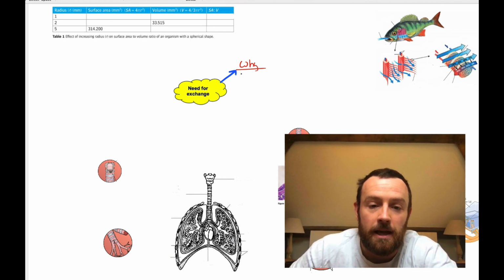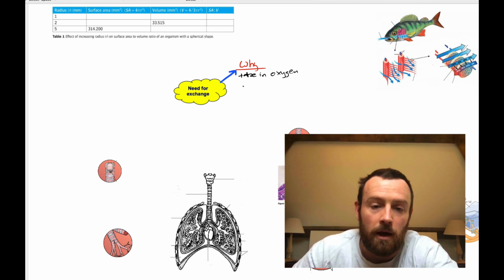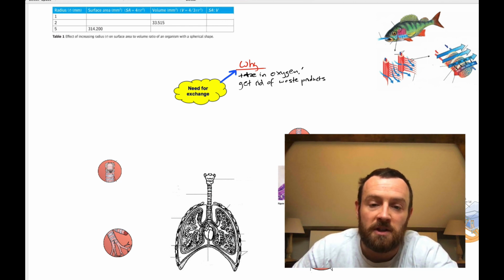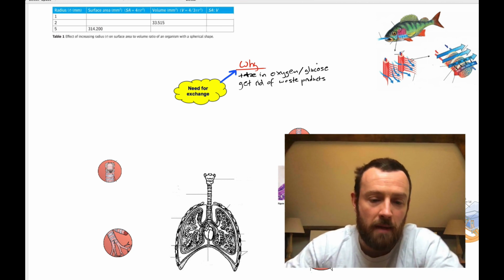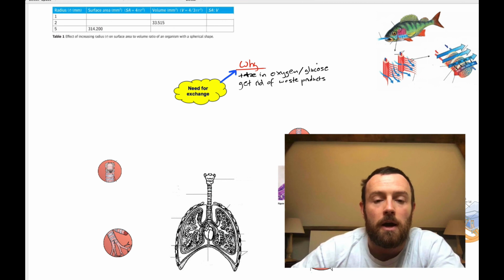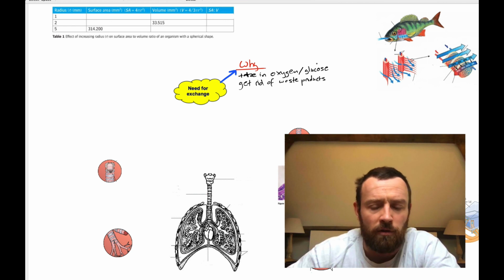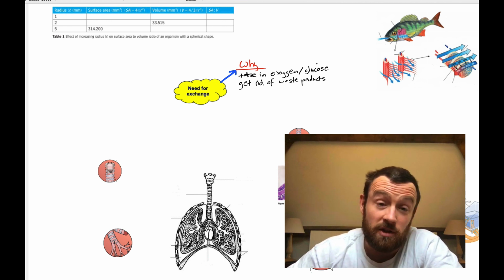So we need to take in oxygen, for example, and get rid of waste products. We also need to take in glucose as well. But really, in this module, we're mainly focused on oxygen. We don't really look at the digestive system in any great detail at A-level, but a lot of the things that we talk about in terms of exchange surfaces that are true for the lungs will also be true for exchange surfaces in the intestine.